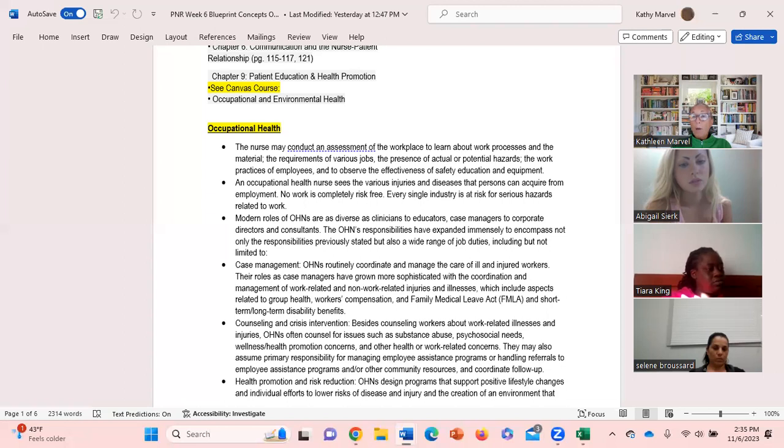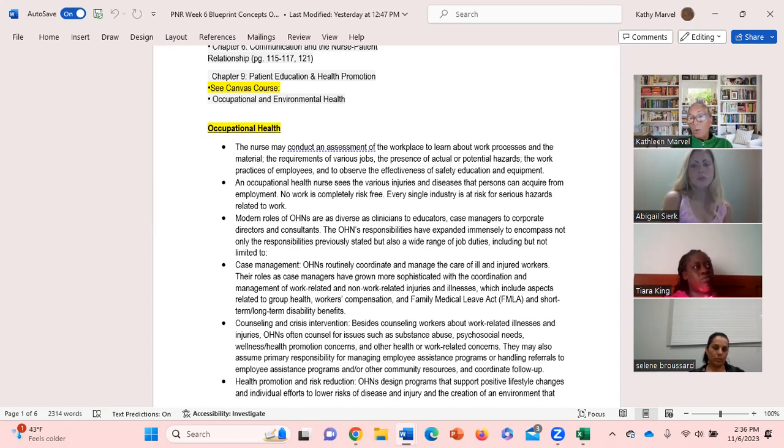One thing to remember is there's really no work environment that's risk-free. None. I mean, let's take a bank. Maybe there's stairs going into the bank, right? Maybe the ice doesn't get removed. Think about a salon, a nail salon or hair salon, and the different environmental items that are in those. So no work setting is completely risk-free. Every single industry has its hazards related to work.